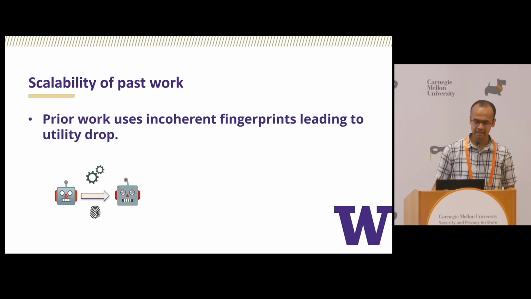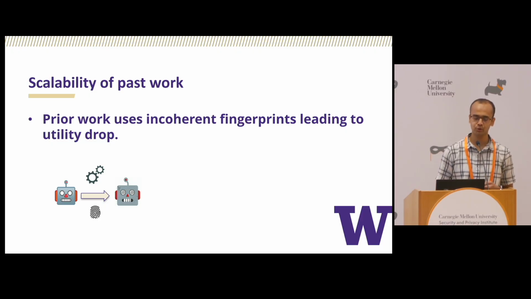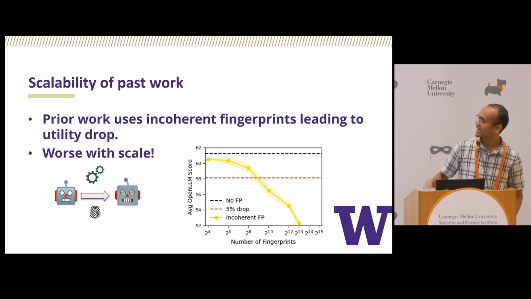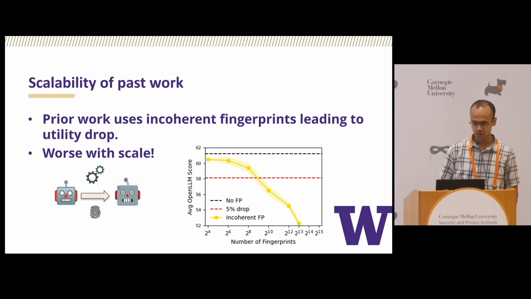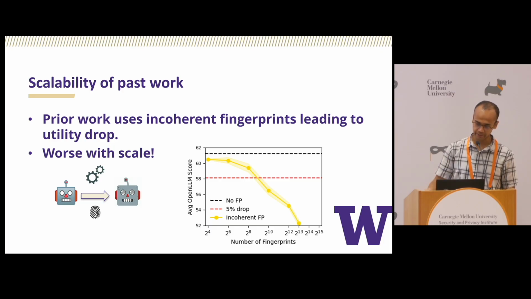Now, in the past, people have used sort of incoherent or unrelated fingerprints where the response and the query are not related to each other in order to be unique. And this leads to a utility drop. And the utility drop is pretty bad as you scale up the number of fingerprints. So here on the y-axis, you can see the utility of the model. On the x-axis is the number of fingerprints you embedded into the model. And you see that even at 1,000 fingerprints, you are losing out a lot of utility.